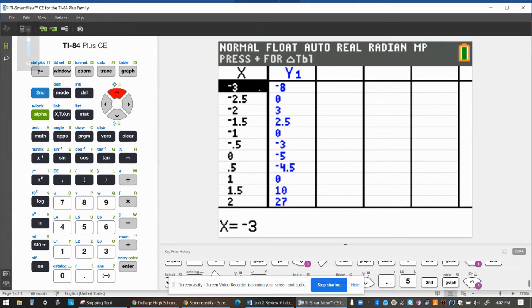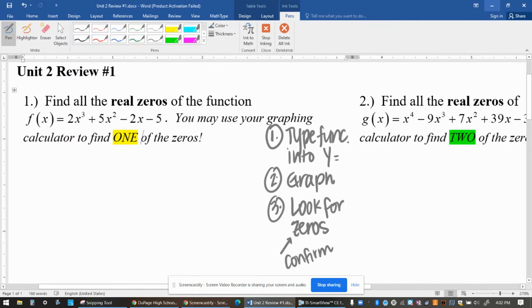Okay. So I am allowed to use any one of those zeros to begin my synthetic division. I can use -2.5, -1, or +1. I encourage you to try to use the whole numbers when possible. Now, let's say I decide to use -1. Okay, that was a 0. So set up your synthetic division.